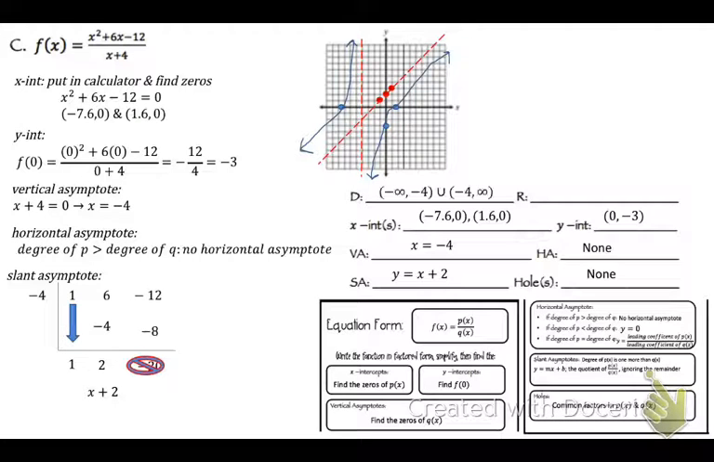So my domain is negative infinity to negative 4, then negative 4 to infinity, if you're going left to right. Range is going to be negative infinity to positive infinity.